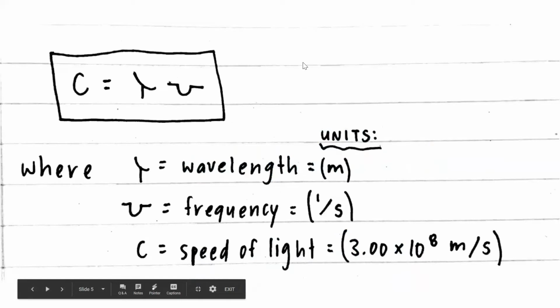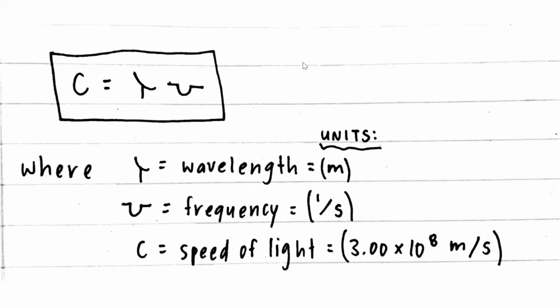So here's the equation for frequency: c, which is the speed of light, is equal to lambda, which is the wavelength in meters, times the frequency, which is in 1/seconds. Speed of light is always in meters per second, and it's a constant. So speed of light doesn't change. But lambda and frequency will multiply together to become the speed of light.